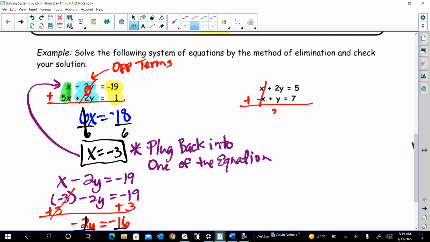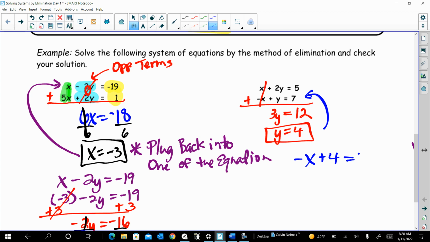2y plus a y now gives me a total of 3y. 5 plus 7 gives me a total of 12. So my y equals 4. Okay, we've boxed it. Are we done? No, we need to plug it back in. Which one do you want to plug it back into? We're going to go to the second one. Negative x plus y equals 7. So if you have a negative x plus 4, because that's our y, equals 7, you can do that mentally. You can think, what number can I add to the 4 that would give me a positive 7 as an answer?